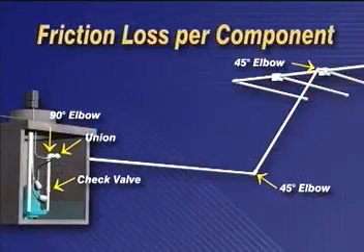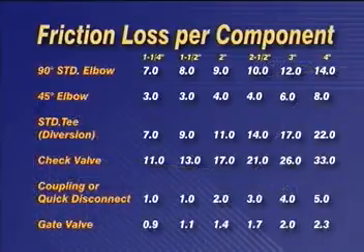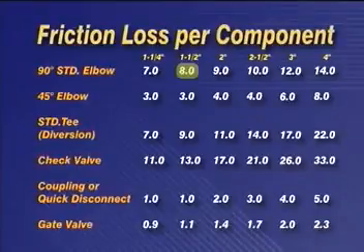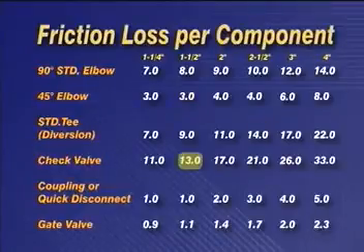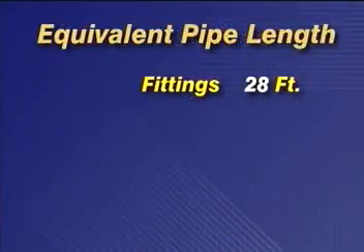We also have one 90-degree elbow, 2 45s, a check valve, and a union. Referring to the table in our work materials, we find an equivalent of 8 feet of pipe for the 90-degree elbow, 3 feet for each of the 45s, 13 feet for the check valve, and 1 foot for the union, for a total of 28 feet, the equivalent of 28 feet of straight pipe represented by the fittings.